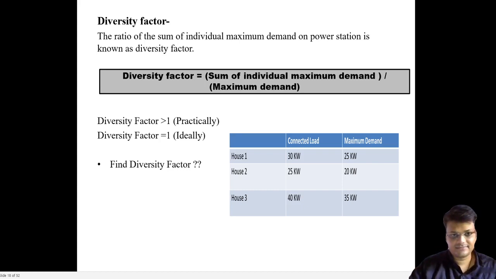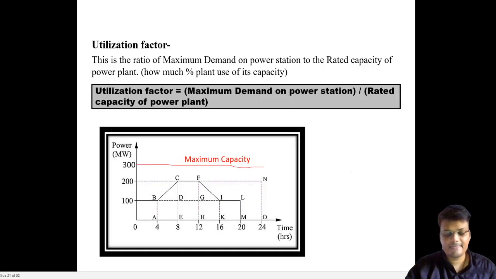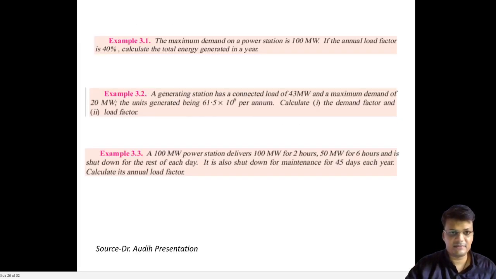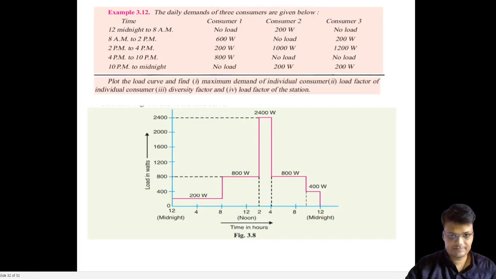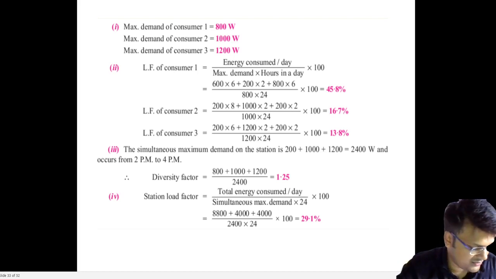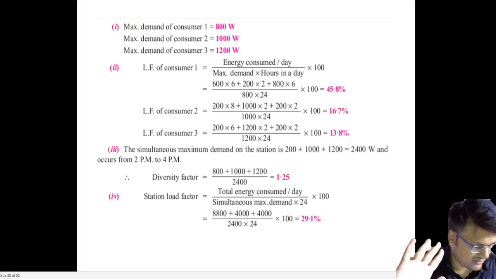The diversity factor is the sum of the maximum demands upon the maximum demand. We calculate the individual maximum demands, and divide by the maximum demand at a particular instant, that is 2400. It will simply give the diversity factor. There are so many formulas, that's why you are getting confused. After this session, you will study all these formulas and definitely it will be clear. If there is any doubt, you can contact me anytime.